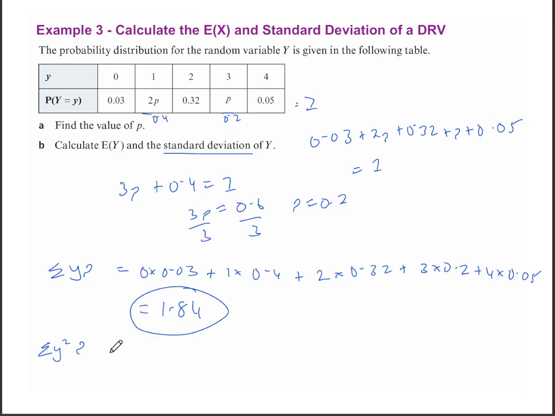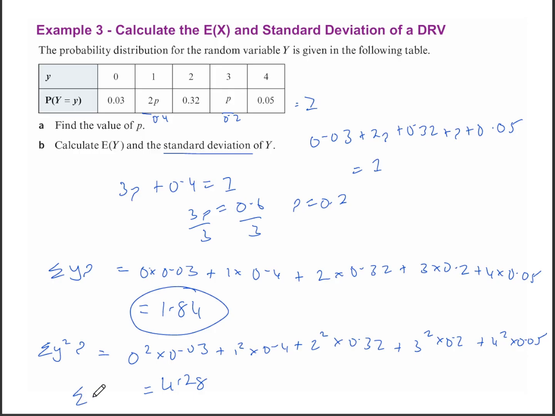So each random variable squared times their probability. This will just be 0 squared times 0.03 plus 1 squared times 0.4 plus 2 squared times 0.32 plus 3 squared times 0.2 plus 4 squared times 0.05. This will in total give us 4.28.